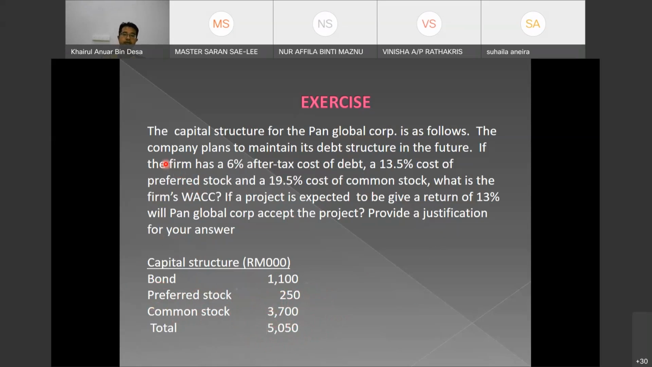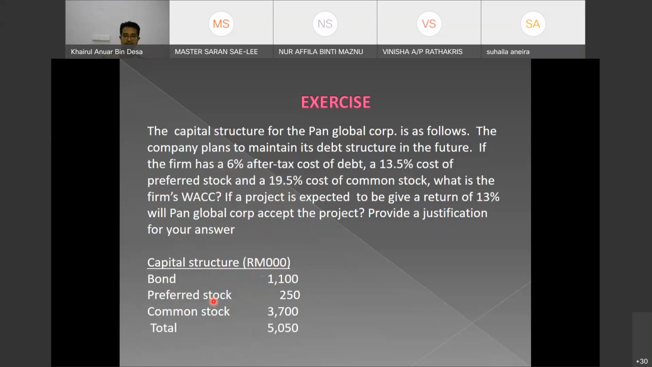Right? So the company wants to maintain this structure. If the firm has 6% after tax cost of debt, 13% cost of preferred stock, and 19.5% common stock, what is the WACC?